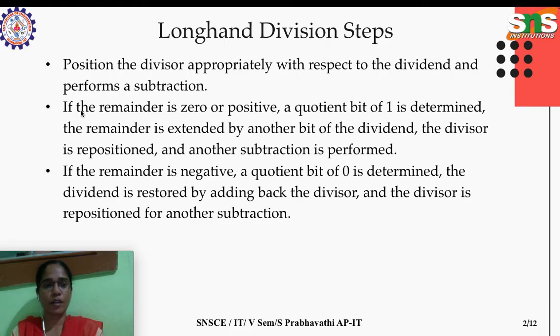What happens if the remainder is not 0 or positive? For example, let me take dividing 28 by 3. Sorry for the handwriting. Let me draw it neatly. This is 28.